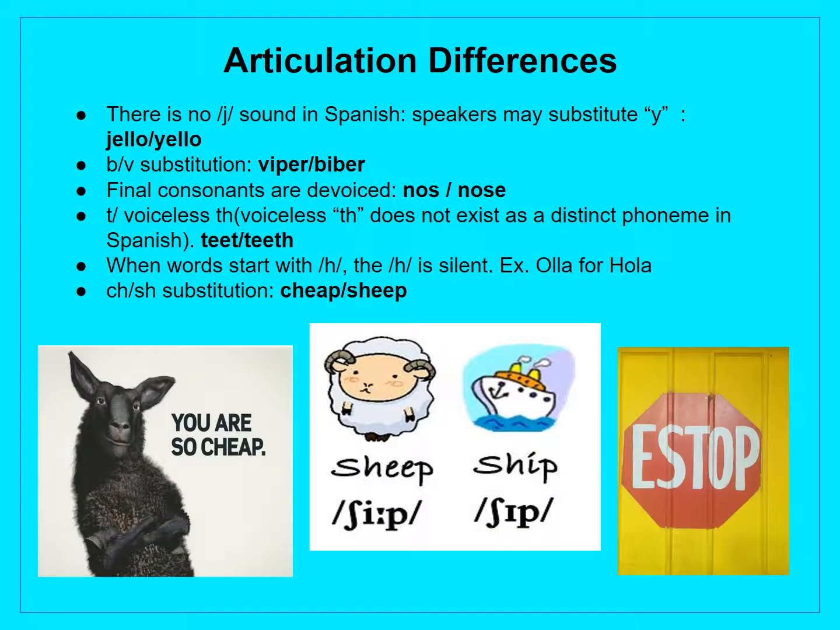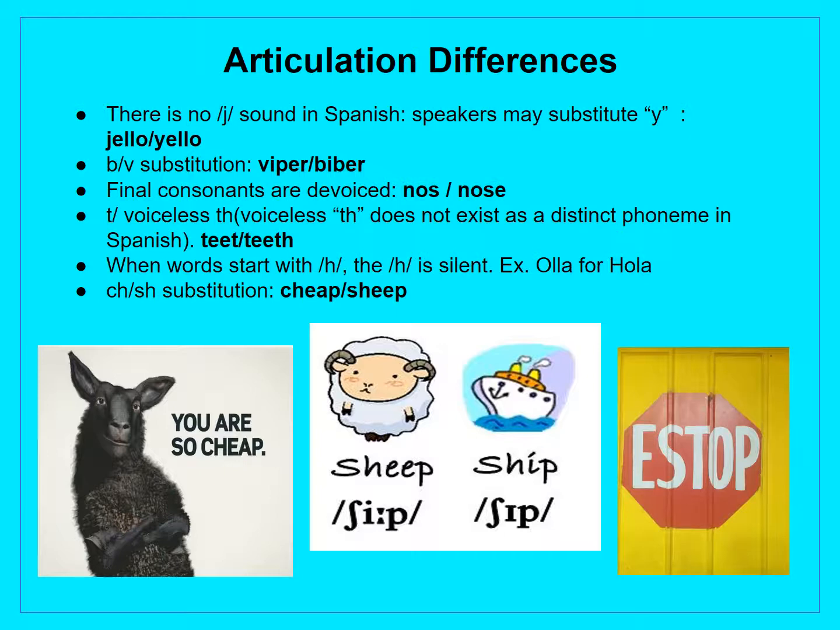The differences between Spanish and English articulation sometimes cause challenges to Spanish speakers when learning English. Articulation is formulating clear and distinct sounds in speech with vowels and consonants. Some of these articulation differences are as follows.